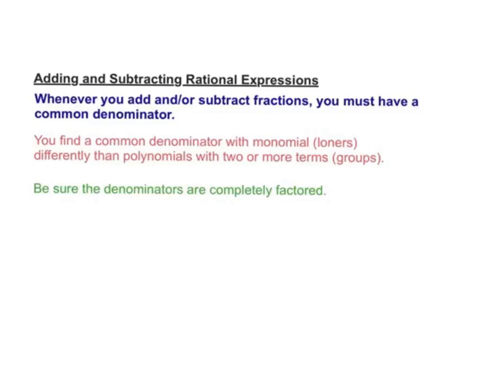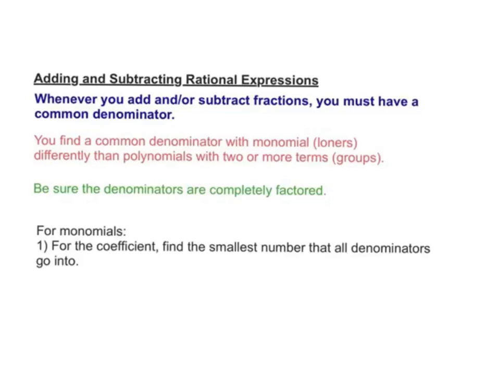Make sure that denominators are completely factored. Okay, and that's when we're talking about groups. When it's just a monomial, there's nothing to factor. But when I have a group in the denominator, you want them completely factored before you attempt to find the common denominator.